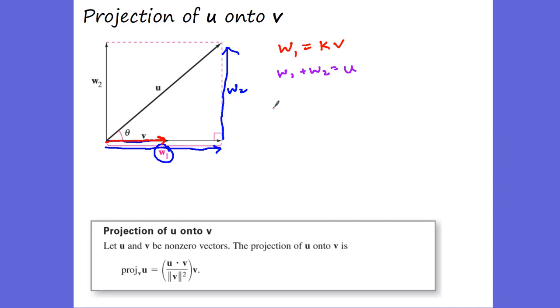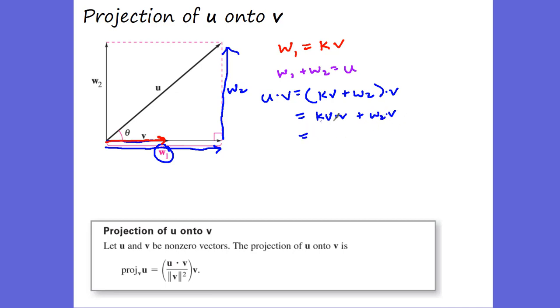Is u dot v, and I'll kind of walk us through this. u dot v equals my kv plus my w2 times my vector v. Okay, that is the dot product on each side, which means that, according to my properties, we have our kv dot v plus our w2 times v.